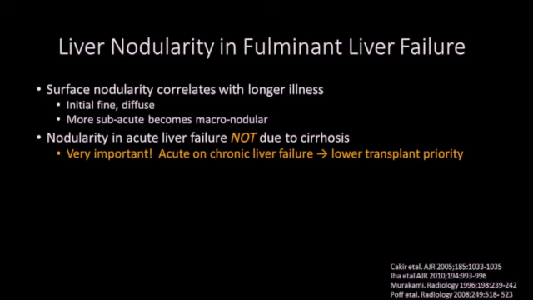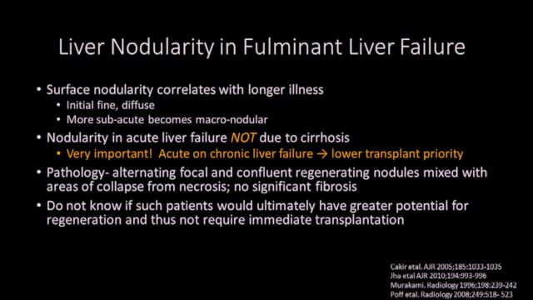The problem here is that if they think the patient has underlying chronic liver disease and cirrhosis, the transplant priority for the patient will be lower. If it's just acute liver failure with submassive necrosis, they will be higher on the list.